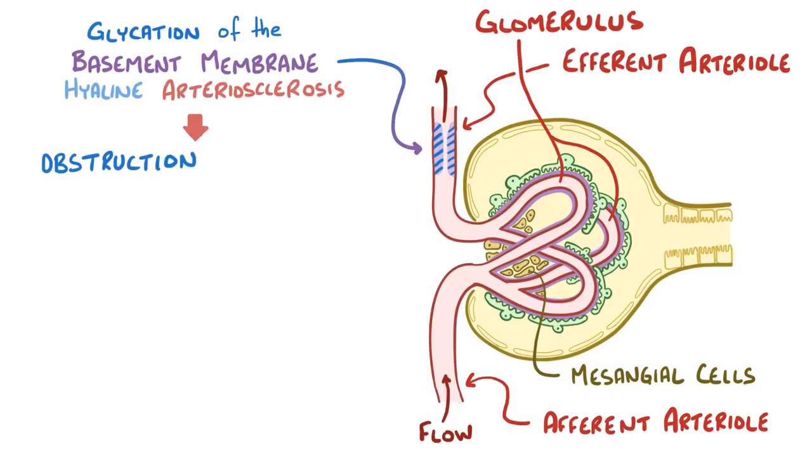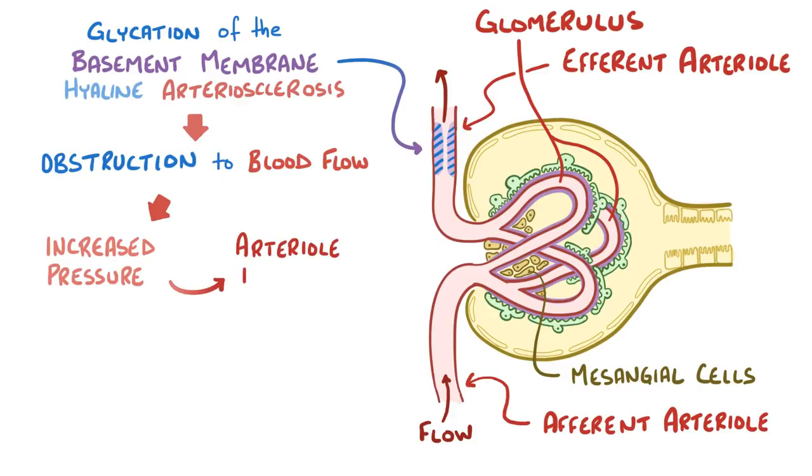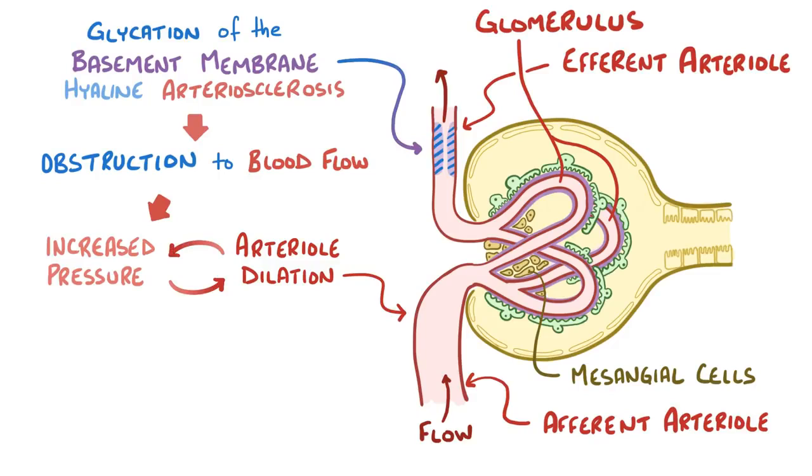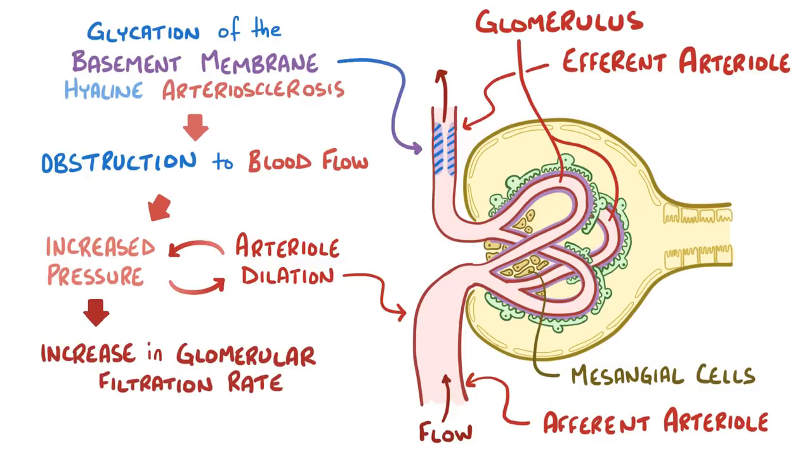This creates an obstruction that makes it difficult for blood to leave the glomerulus, which increases pressure within that glomerulus. At the same time, the afferent arteriole dilates, which allows more blood flow into the glomerulus and increases pressure even more. High pressure in the glomerulus leads to an increase in the glomerular filtration rate, which is just the amount of blood filtered through per minute. And this is the first stage of diabetic nephropathy, called hyperfiltration.